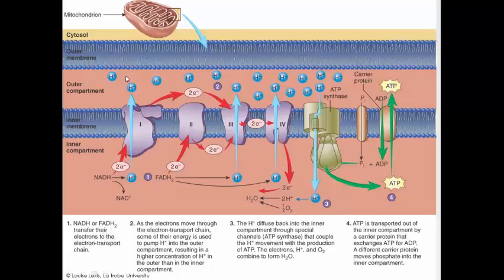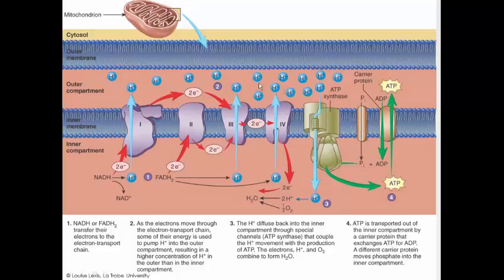A key point to note here is that these protons can't diffuse across the membrane. However, there is a region where there's a channel where they diffuse down their concentration gradient back into the matrix. This channel is associated with a complex protein shown here, and this is ATP synthase. Remember that ATP synthase is the enzyme that catalyzes the production of ATP from ADP and inorganic phosphate.